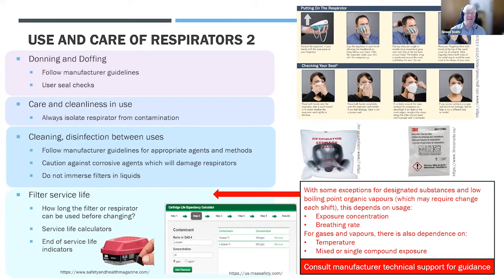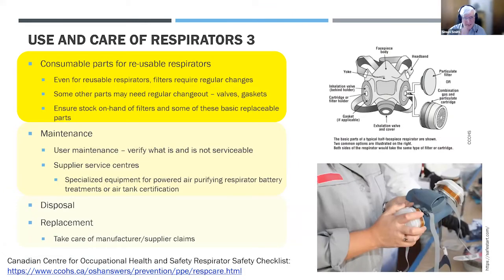Last thing to consider here is consumables and spare parts. If one's embarking on a respirator program, particularly for reusables, the filters do require changes, so make sure there are spares on hand so that work isn't interrupted. And there are sometimes other parts, valves and gaskets and so on, that may need changing at different intervals as well, just through use. So ensure the stock on hand.